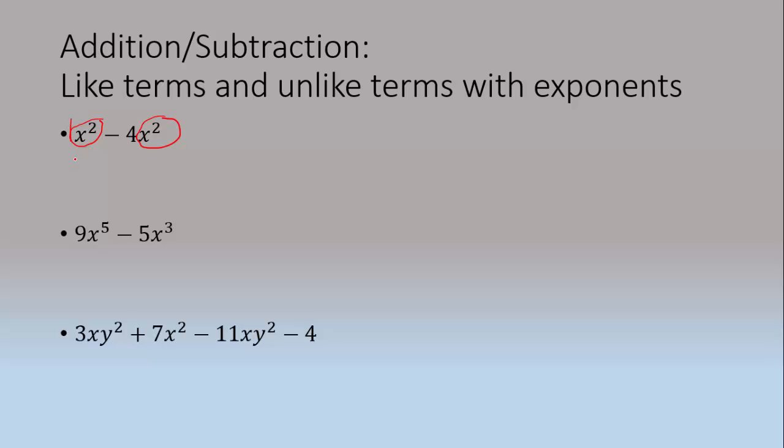This is positive 1x squared, take away 4x squared, which results in negative 3x squared. Here, we don't have like terms, and we cannot subtract this. There's no simplifying that you can do at all.